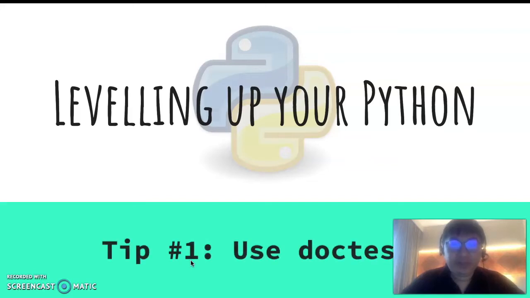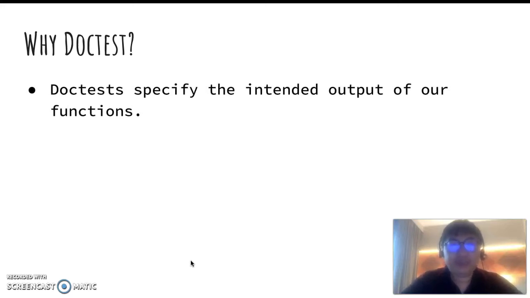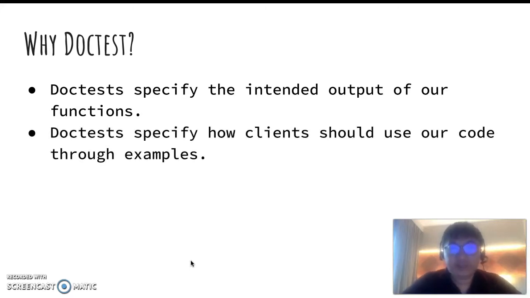So my first tip is to use Doctests. Now, why use Doctests? Doctests actually help us specify the intended output of our functions before we start coding. An important part of programming is actually planning, not writing the code. Okay, so by specifying the intended output of our functions, we ensure that we are coding to our specifications. Doctests specify how clients of our code should use our functions through examples.